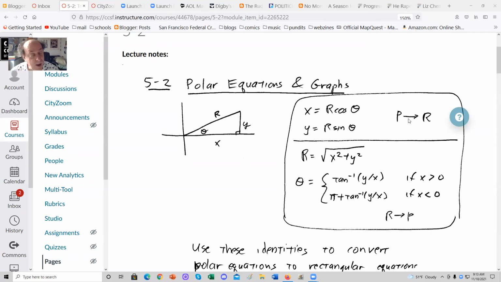I know that on the TI calculators there is a P to R and an R to P button on the machine. Now going from rectangular to polar, because this is a right angle triangle, r equals the root of x squared plus y squared. Theta is a little more ambiguous. It's either arctan y over x if in the right half of the plane where x is positive, or it's pi plus arctan y over x in the left half of the plane where x is negative.